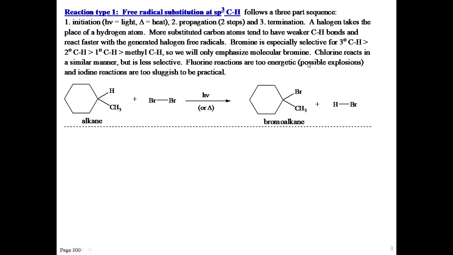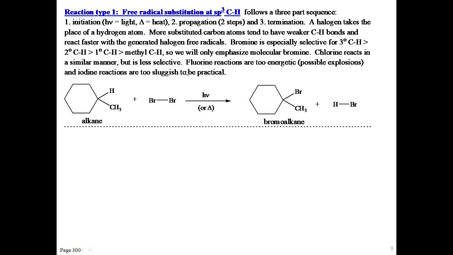Okay, so the other halogens are possible. Chlorine could do this, but chlorine is not real selective. It's so reactive, it tends to attack all the positions. Still, tertiary is best, secondary is second best, and primary is third best, but they're pretty equal in concentration, whereas bromine really selectively goes after that tertiary spot.